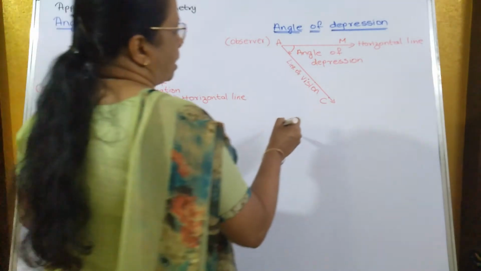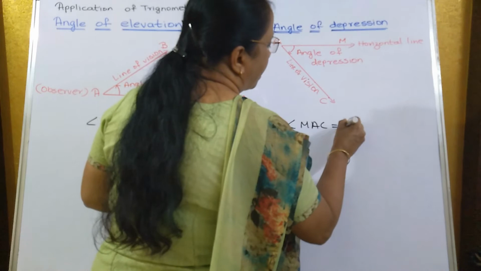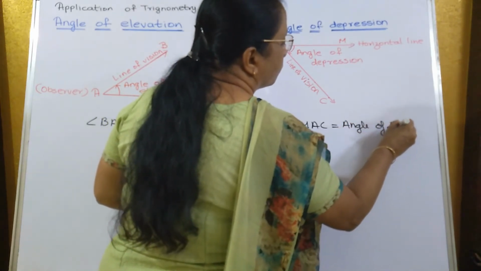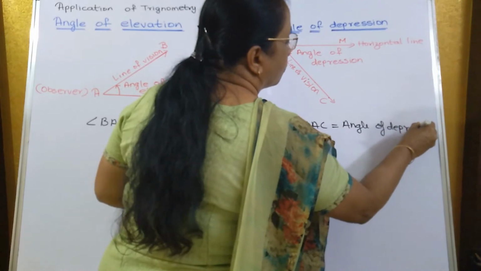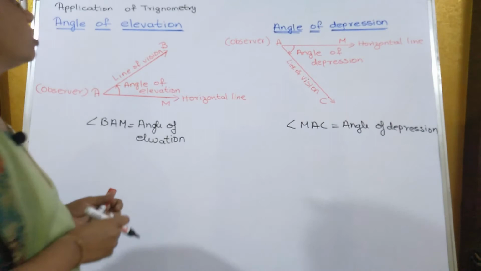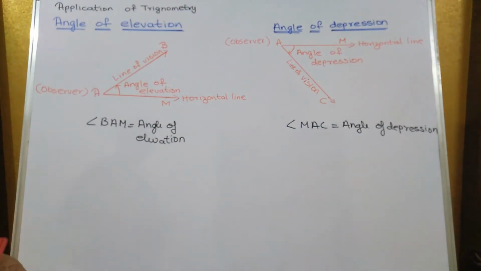So angle MAC is what? Angle of depression. So the next exercise is based on this, that is, application of trigonometry.